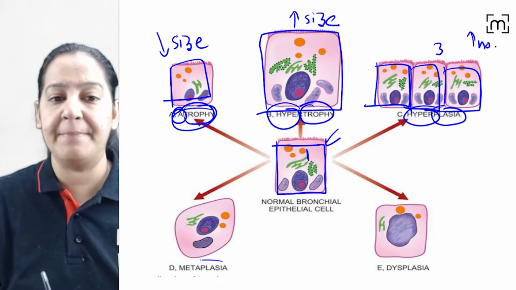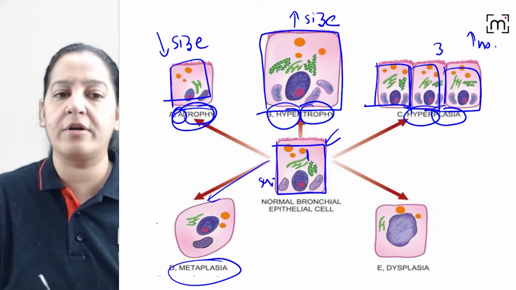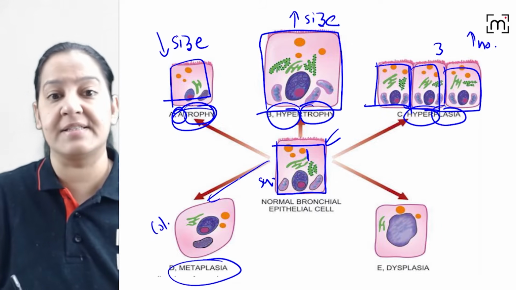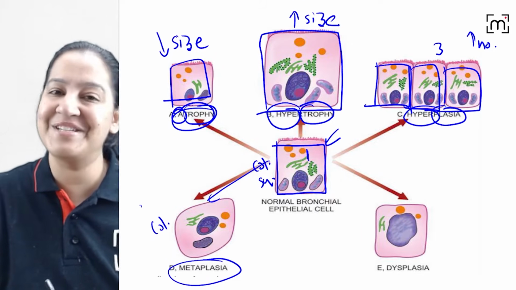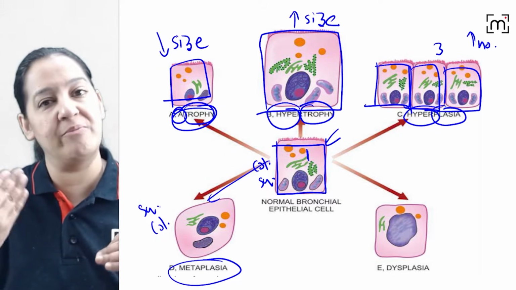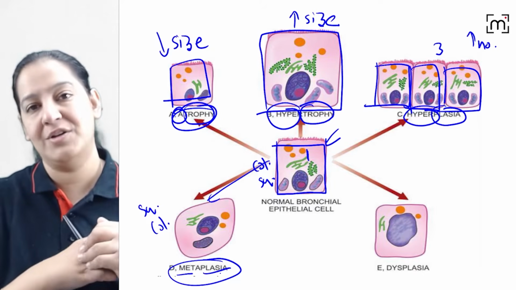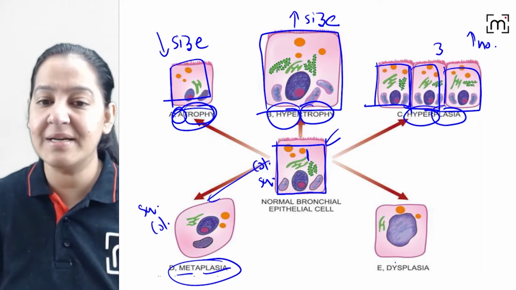The 4th thing can happen. You can see here what is happening. Just suppose this cell is squamous, it got converted to columnar, or vice versa. This cell is columnar, it got converted to squamous. So transformation of one type of mature cell from one type to another type. That transformation is known as metaplasia. You got my point? And the last one is the dysplasia.